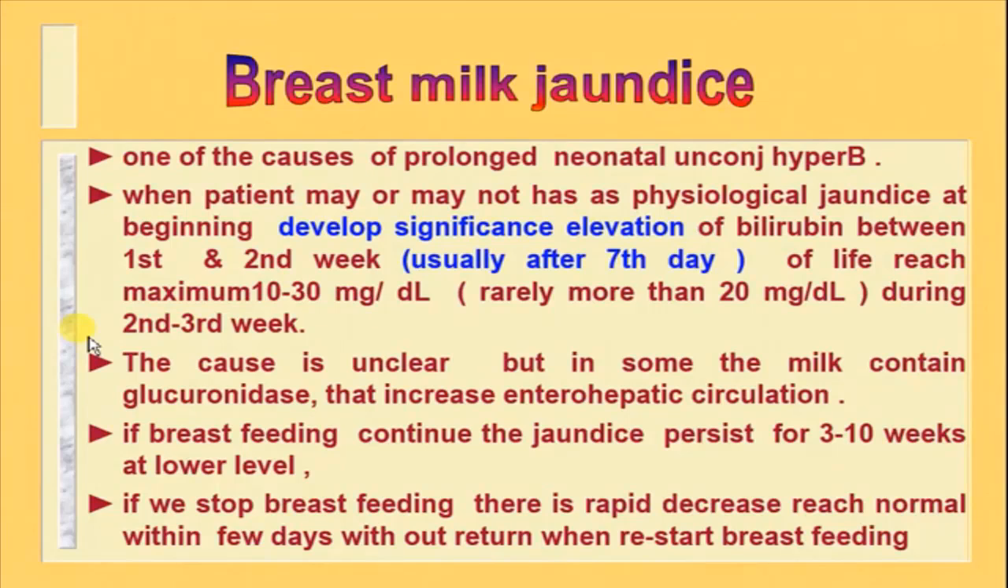The cause is unclear, but in some the milk contains glucuronidase that increases enterohepatic circulation. If breastfeeding continues, the jaundice persists for 3 to 10 weeks at a lower level. If we stop breastfeeding, there is a rapid decrease, reaching normal within a few days, without return when breastfeeding is restarted.